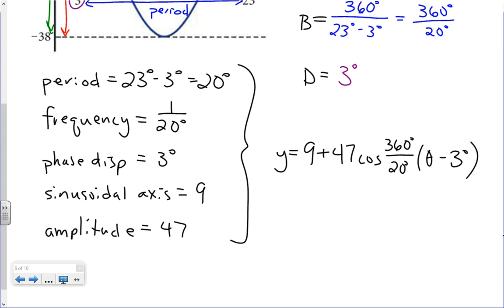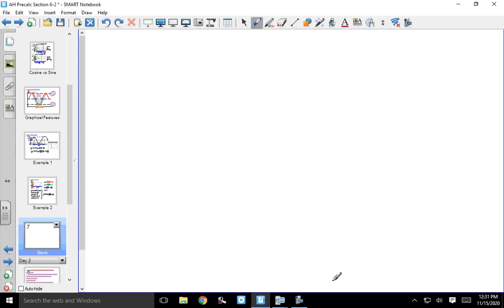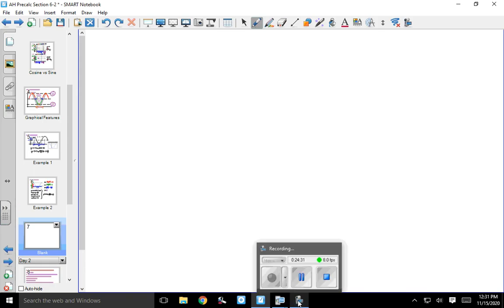And I'll let you, they say check that by plotting that. I'll let you grab your calculator and you can plug it in and make sure that, in fact, that is the right sketch there. But that is our equation of this sinusoid. All right, and that's the end of this first half of section 6-2.